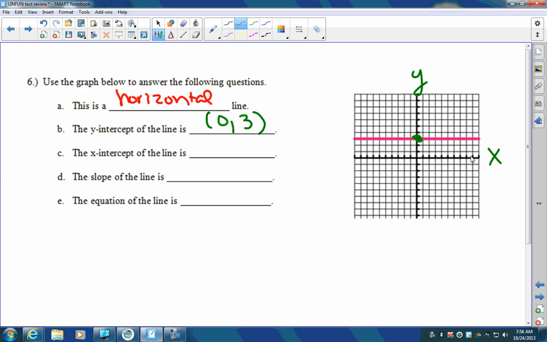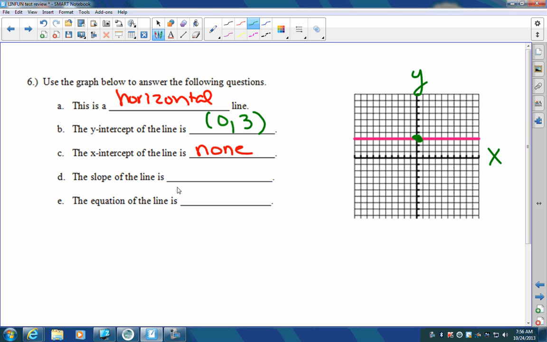The x-intercept, this line right here is the x-axis. Does the line touch this line? Does the graph of it? No. So there is none. It's not 0. If it was 0, it would touch right here at (0, 0). That's one of the mistakes people put.